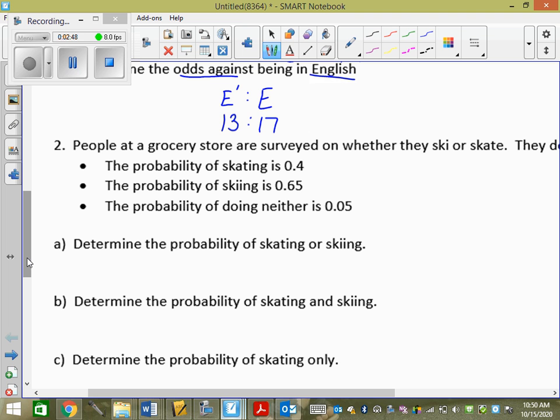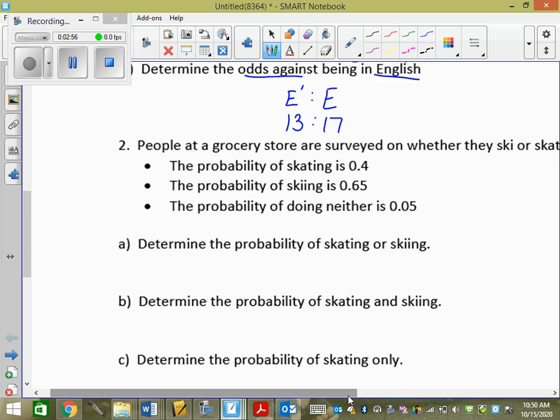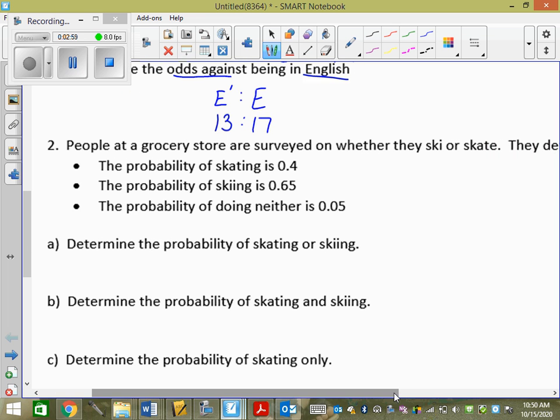1. So people at a grocery store are surveyed on whether they ski or skate. They determined the probability of skating is 0.4, the probability of skiing is 0.65, the probability of doing neither is 0.05. What's the total if I give you probabilities? 1. So it's the same as the previous question, except for the total being 30, and then we add them up and subtract. This one we're going to add them up and subtract from 1. So I get 1.10. So how many are in both? 0.1.